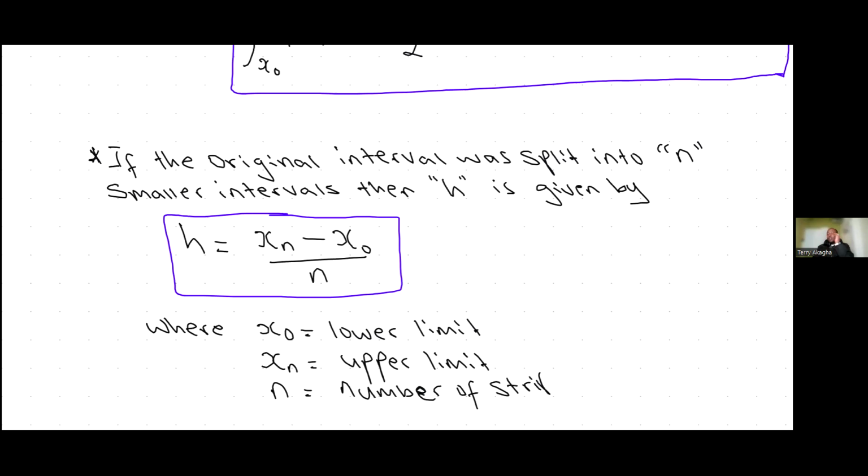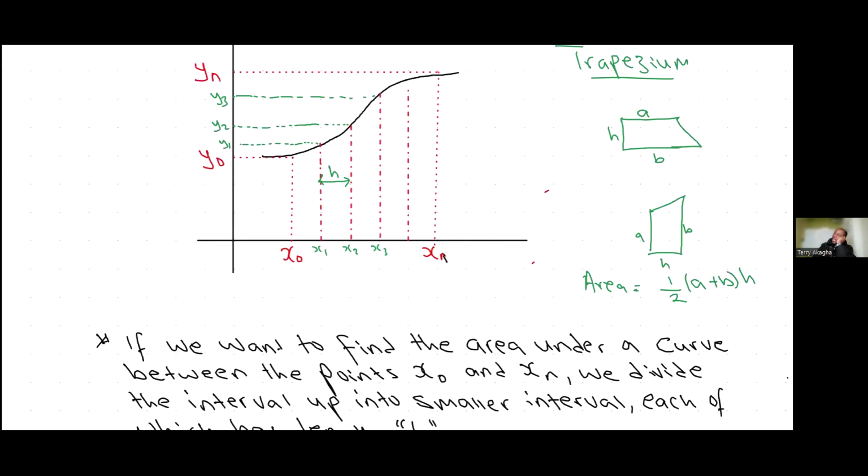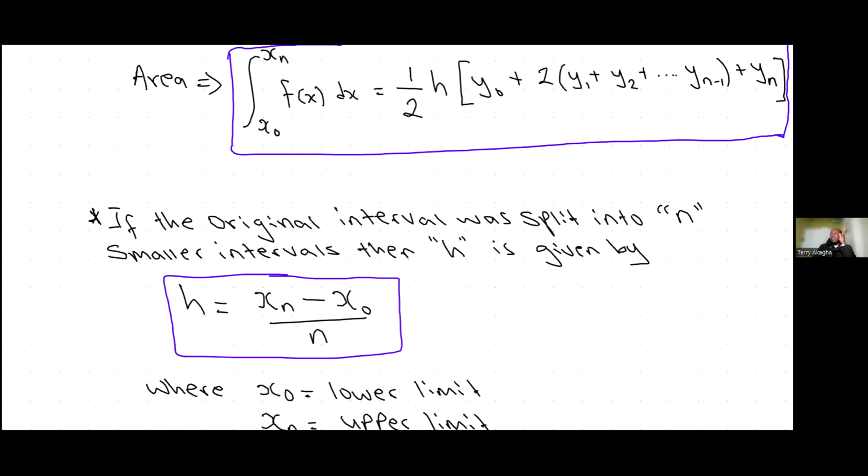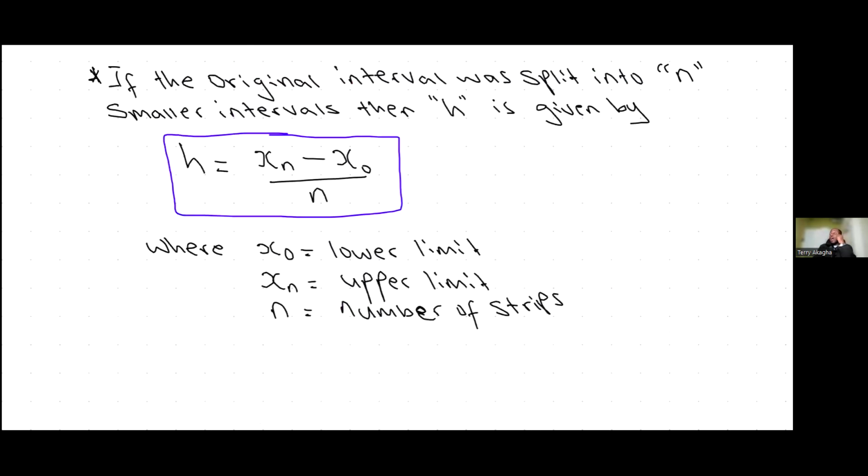Equal to the number of strips. For instance, if I wanted to break this into 5, then n is the number of strips. So n is the number of trapeziums you are referring to. And like I said also, the height has to be consistent, so you are dividing it into equal heights throughout the process.